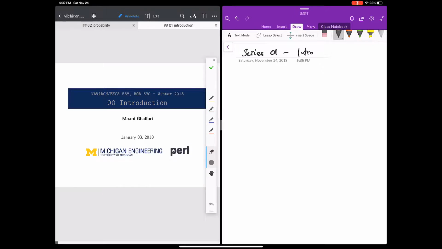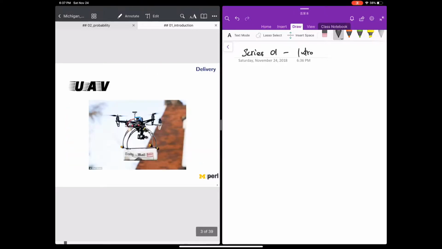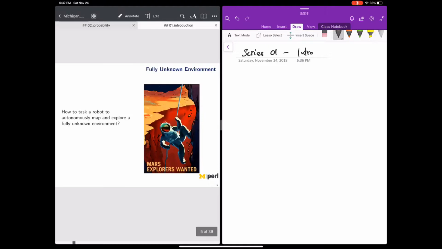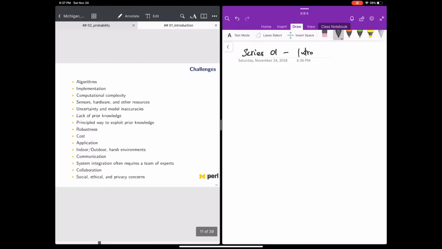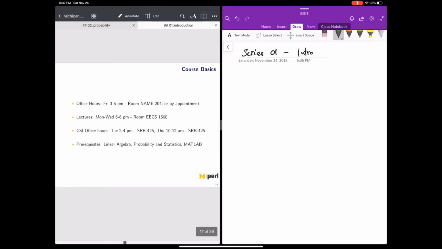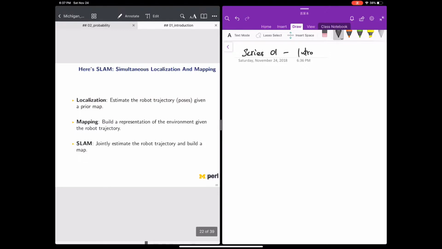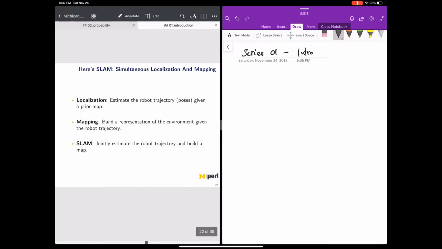So, no, wait, okay, good. So we have some pretty pictures. All of them are very cool, but we don't want to talk about them. And everything is so cool. So the things really start to get interesting here.